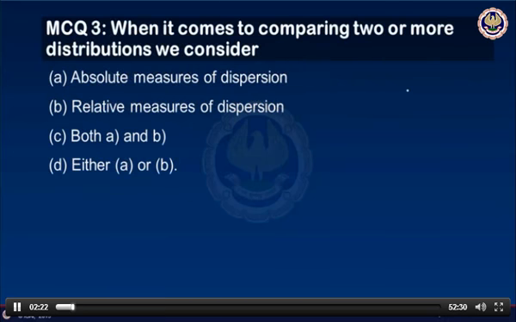Question number 3. When it comes to comparing two or more distributions, we consider A. Absolute measures of dispersion, B. Relative measures of dispersion, C. Both A and B, D. Either A or B. When it comes to comparing two or more distributions, we consider relative measures of dispersion. Option B is the correct answer.